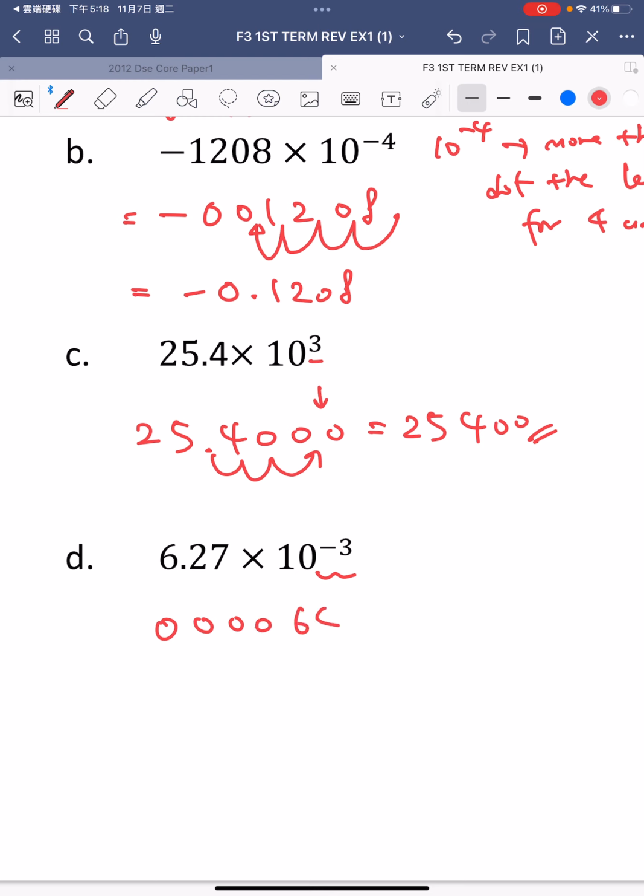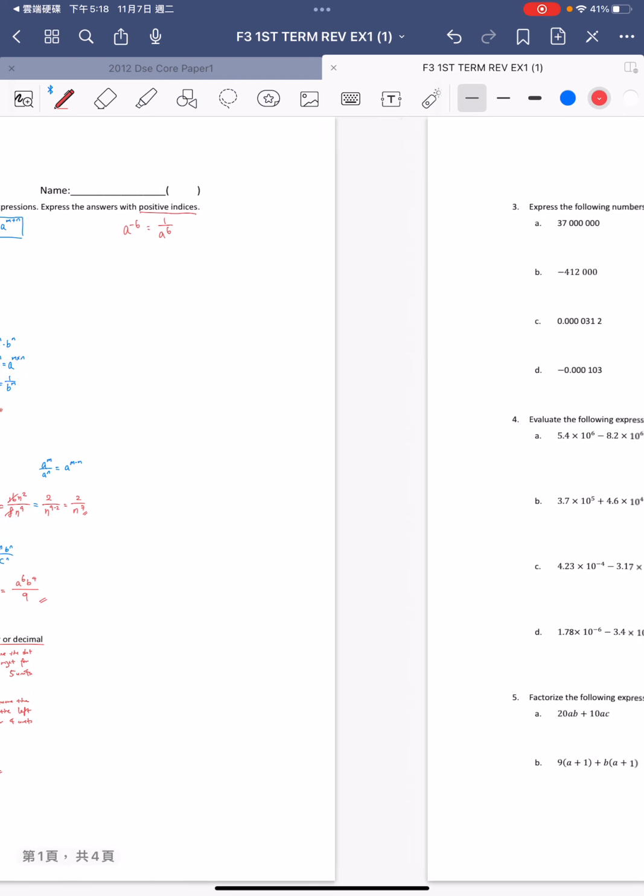Okay, so for the next part, we have negative power, which means I'm adding some zeros on the left. So now the dot is originally here. To the power of negative 3, so move 3 units, 1, 2, and 3. Just do it slowly, make sure that you are moving the dot unit by unit. So the dot is actually here, 0.00627. So that's for question D.